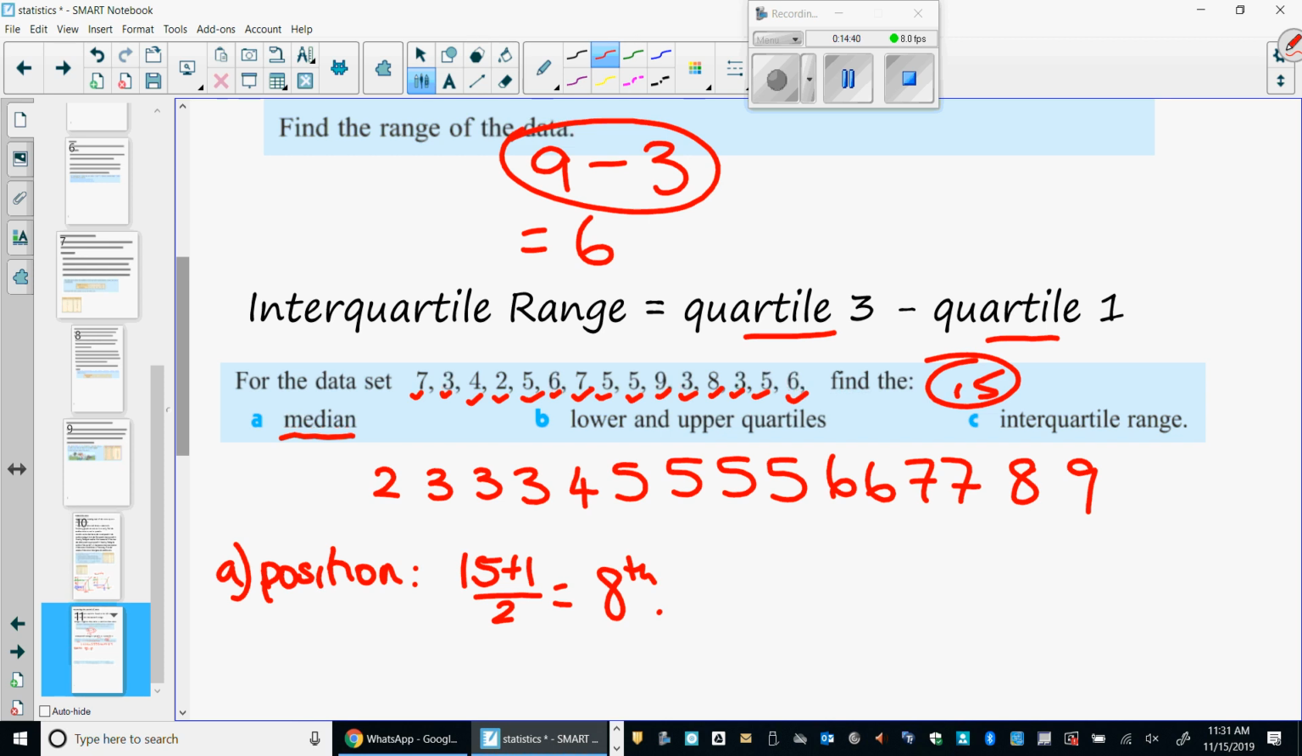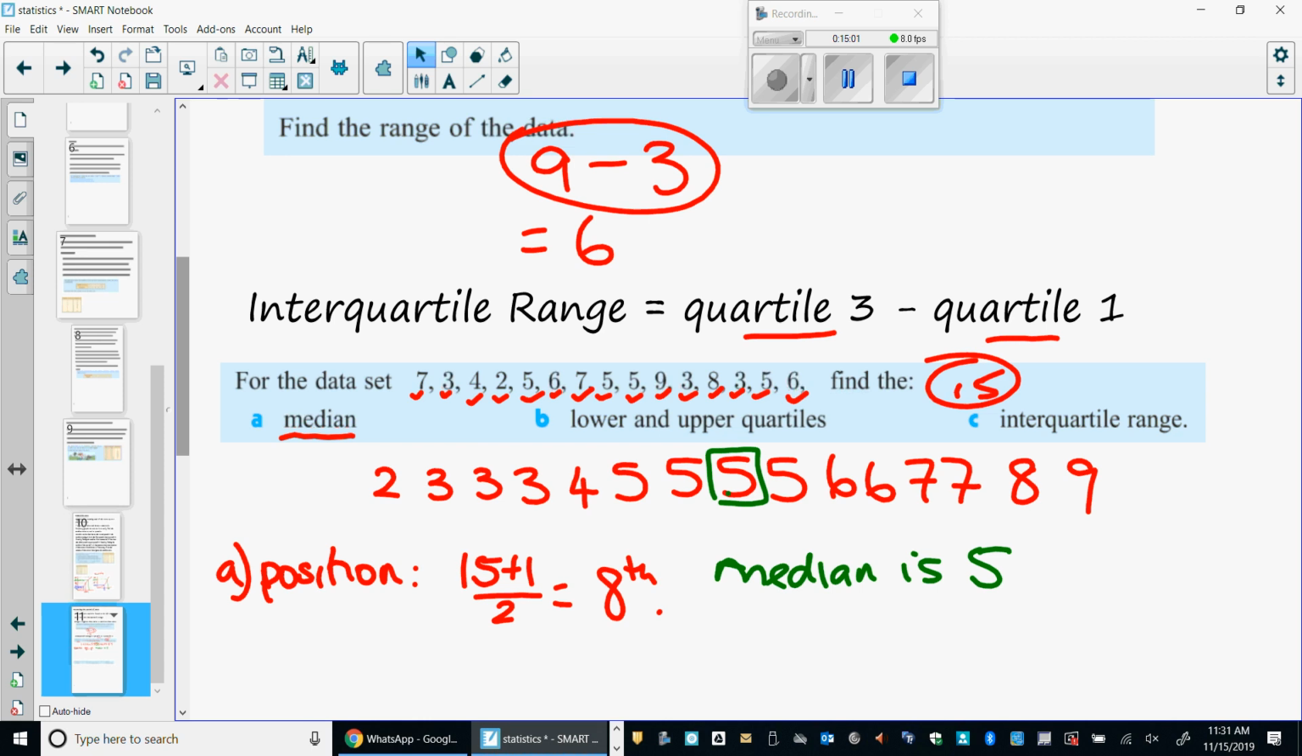Sienna, you've been putting your hand up a lot. Do you have the answer to this one? Yeah, 5. Lovely. So we've got 1, 2, 3, 4, 5, 6, 7, 8. So this one here is our median. Our median is 5.